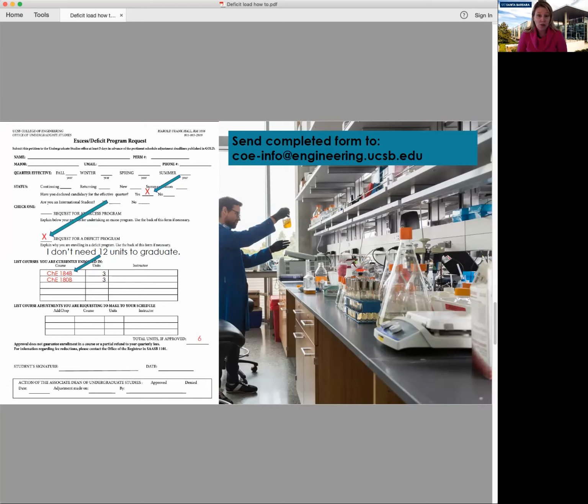Remember, this is valid in your final quarter for graduation. And part of the way you let the university know you are finishing is by declaring candidacy in Gold. Now that it's a simple drop-down menu, it's open for a period of time for a particular quarter, and then it will close, and then it will reopen for the next quarter.